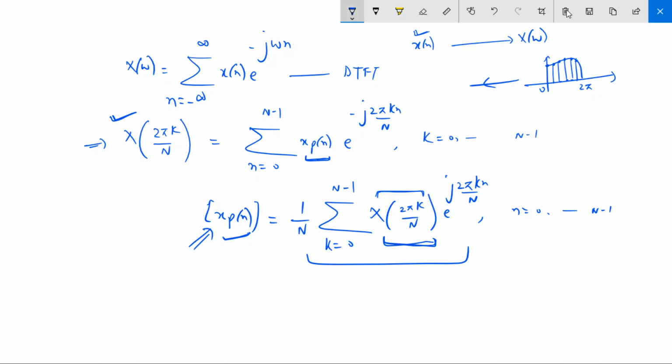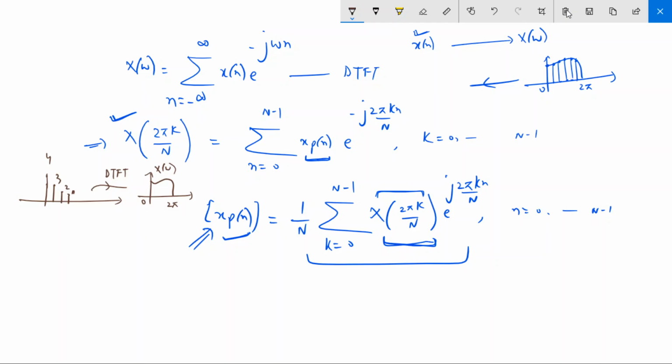Okay, now you take two different cases. Suppose I take xn as an original sequence. This is 4, 3, 2, 1. Suppose it has 4 samples. Okay, now I take its DTFT. What will I get? It has some spectrum which will repeat after 2 pi. So between 0 to 2 pi, it has some unique spectrum.